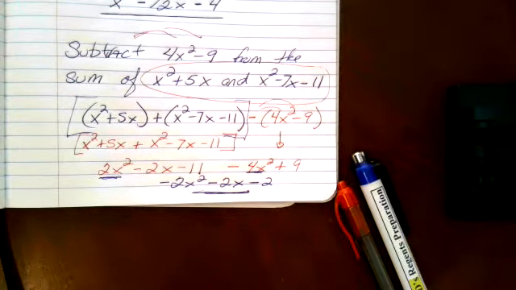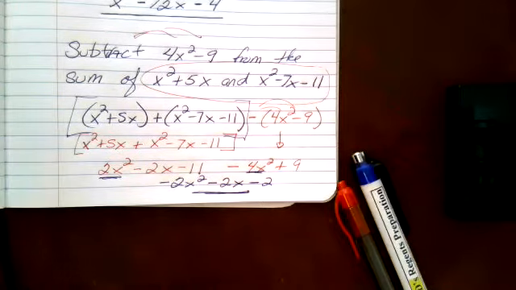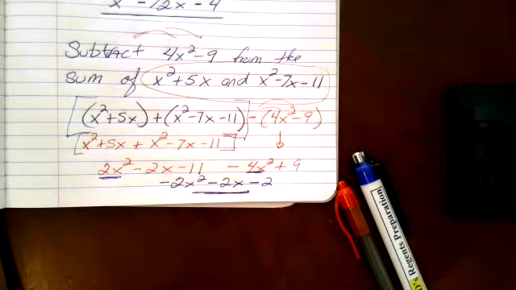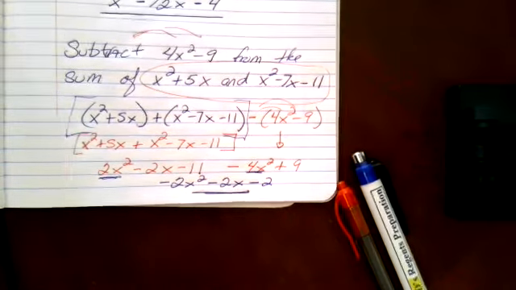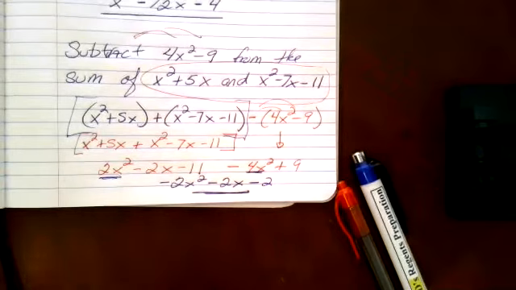So that's as easy as adding and subtracting polynomials. All you're doing is removing your parentheses and combining your like terms. In this section, it moves on to do multiplication of polynomials. So let's look at that.